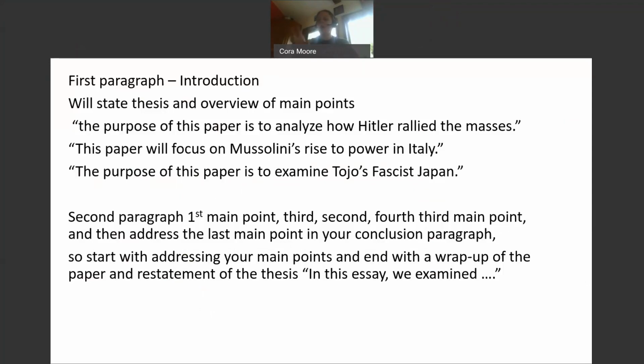So let's just say propaganda, looking at how any one of these men rallied the people and brought fascism to their country. You could say propaganda is one of the main points. You could talk about imperialism. That would be one of your main points. You could talk about World War I, or the Treaty of Versailles. Each one of those would be a main point that you would write a paragraph about and frame around the context of how fascism came to be in that country.